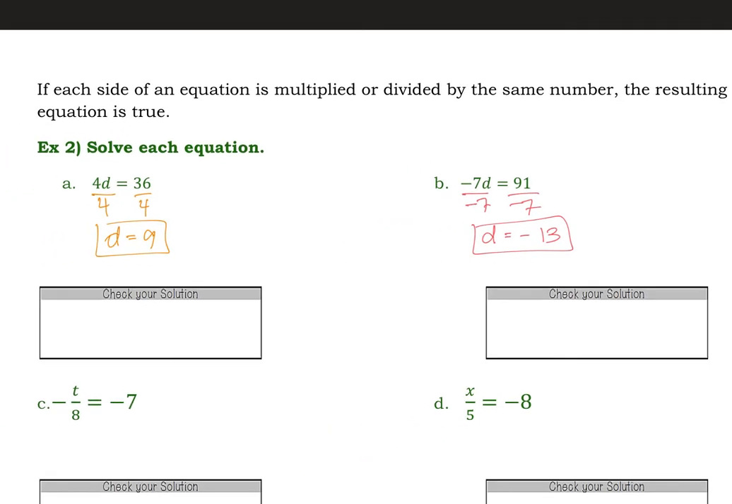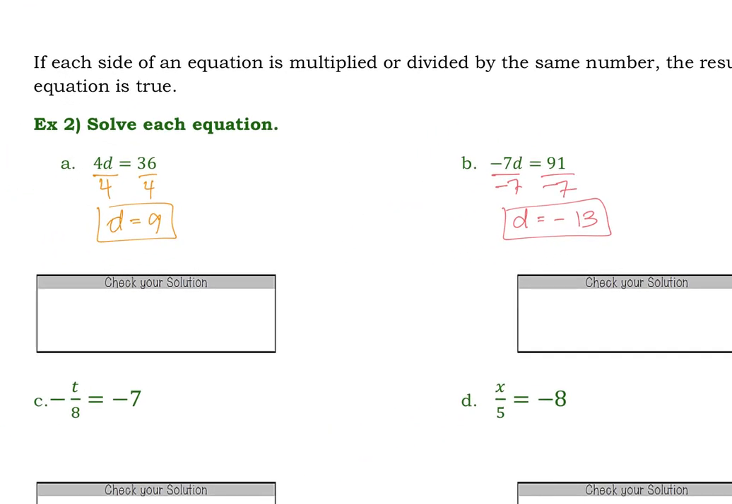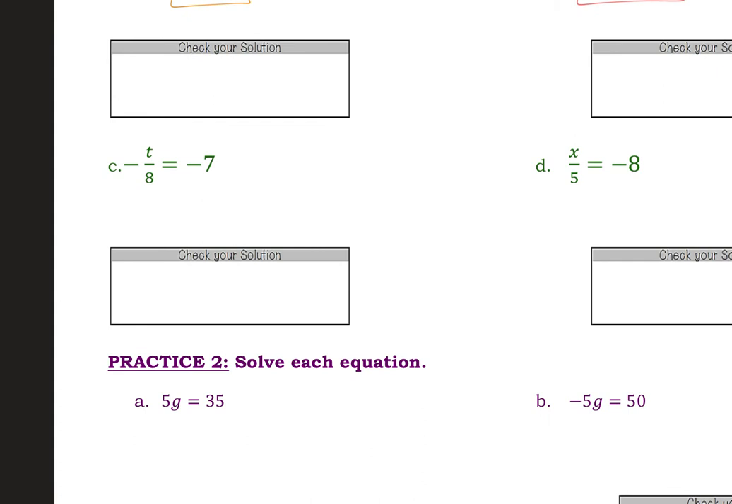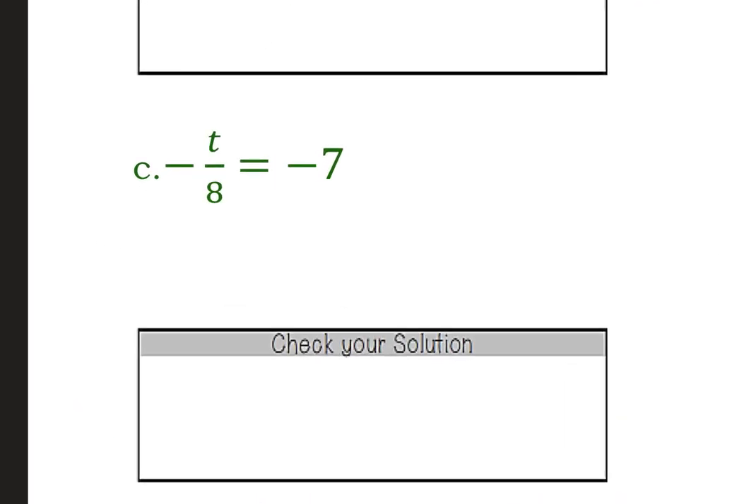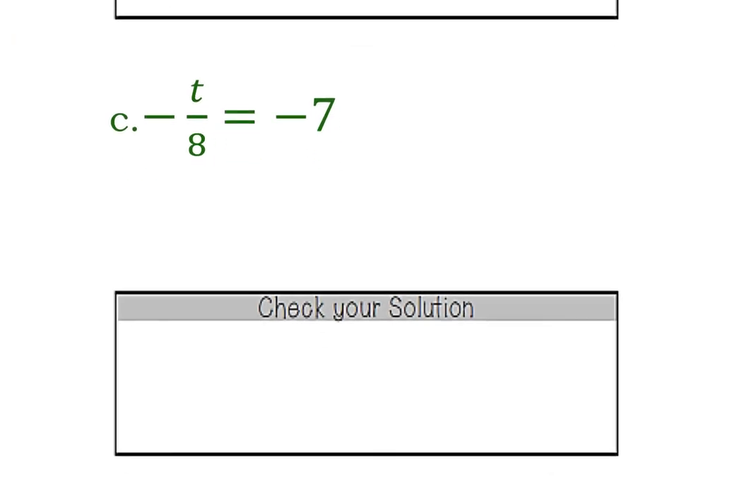That was the multiplying, right? They were multiplying. The opposites were dividing. So now we're going to do the opposite. Now we have the dividing, and we're going to do the opposite. What's the opposite of dividing? Multiplying. So what I'm going to do first is rewrite this so it looks a little friendlier to work with. I'm going to carry the negative to the top.